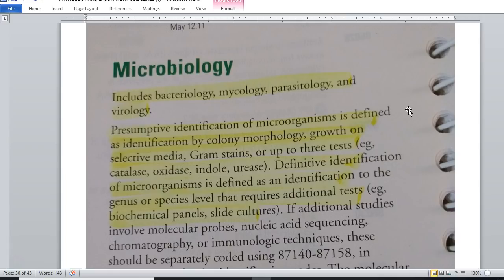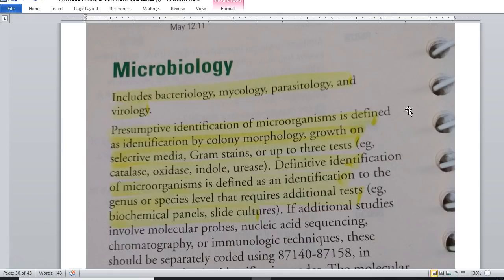Okay, so again, presumptive versus definitive. Presumptive usually means we are taking a sample, and depending on what we think it is, if it's a bacteria, we're going to allow it to grow. We can gram stain it. If it's a virus, we can also see colony growth. If it's a parasite as well. And funguses, of course, love to grow. So the presumptive identification is letting it grow and seeing if we can figure out what it might be.